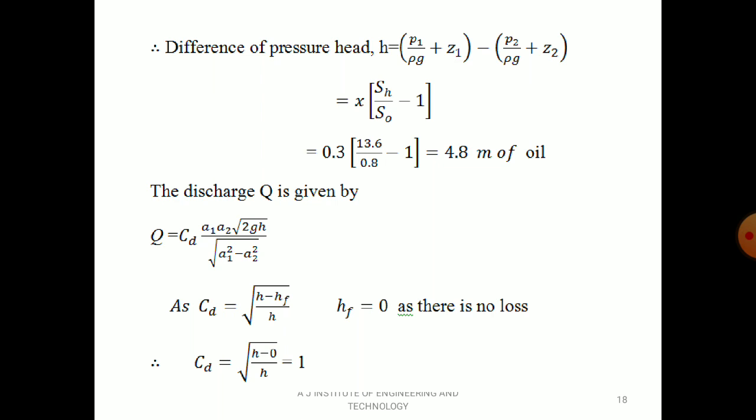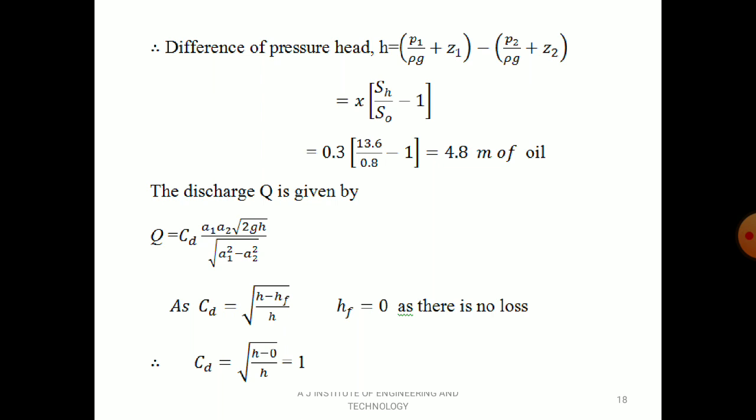But the CD value is not given in the problem, so you can calculate the CD value. They told us to neglect losses, so CD equal to square root of H minus HF divided by H. That's the alternate expression for finding the CD value. So HF equal to 0. Why? Can you guess the reason? Because we are neglecting all losses, which includes major as well as minor losses. So the friction head loss HF is equal to 0 because they told us to neglect the losses. HF equal to 0 as there is no loss.